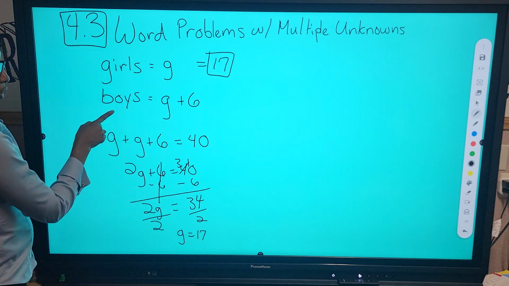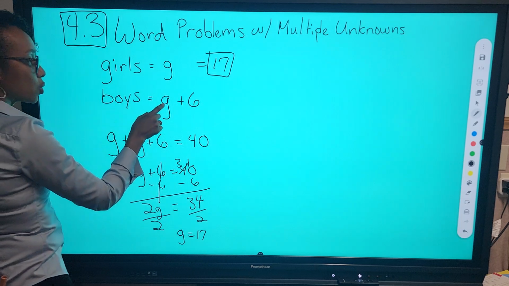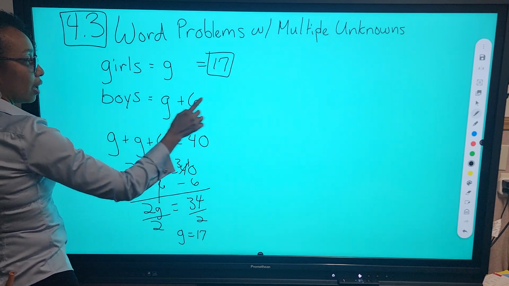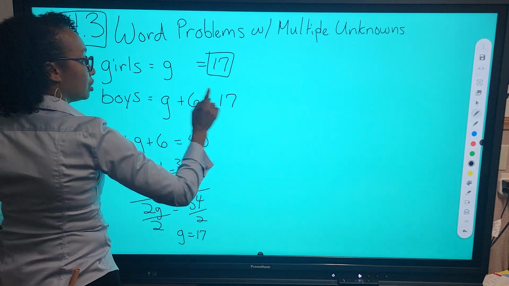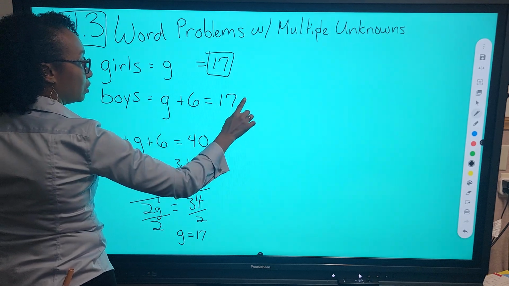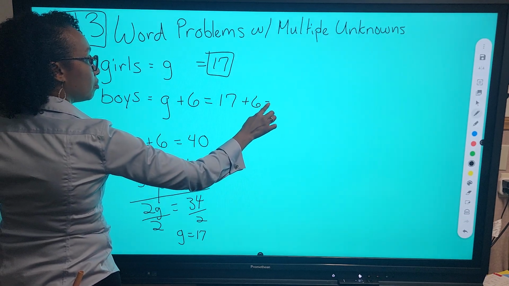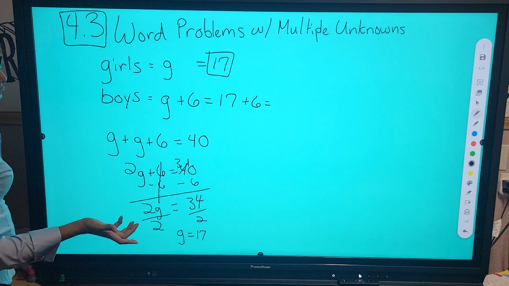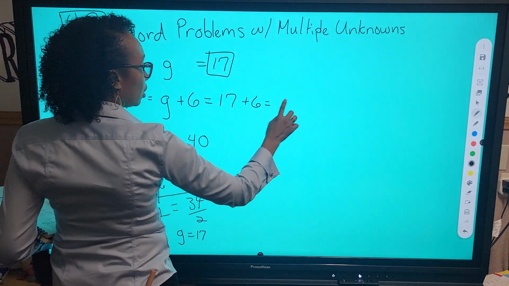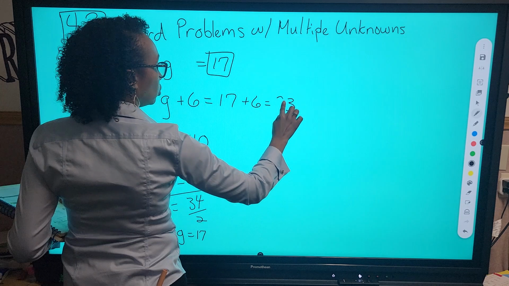Now I gotta go back and figure out the boys. Well, if I know the number of girls, then I can figure out the number of boys. Because it's the number of girls, which we just found out was 17, plus 6 will tell us the number of boys. Let's see, so 23.